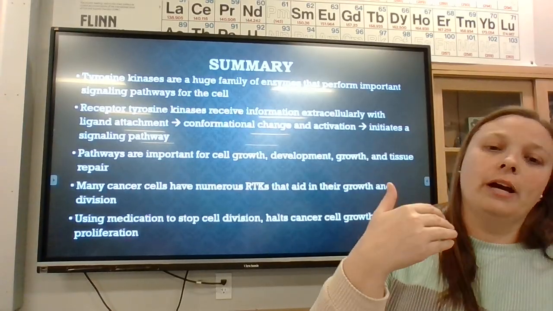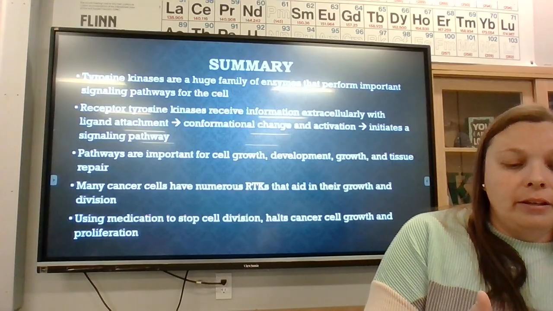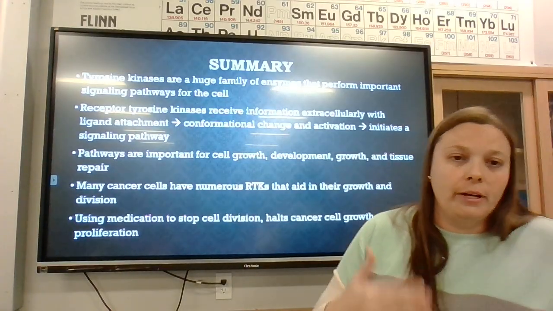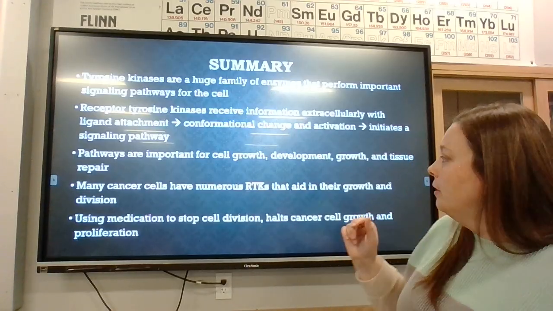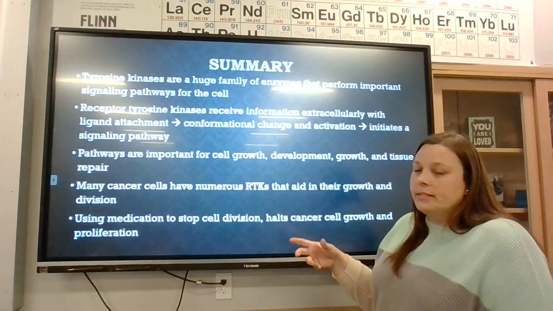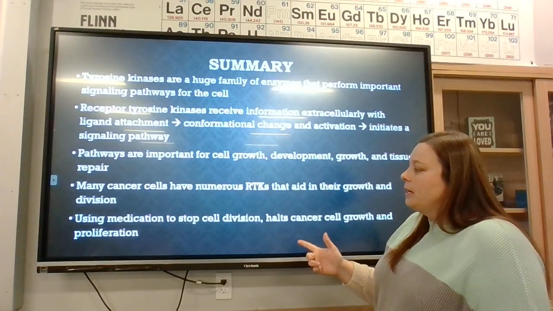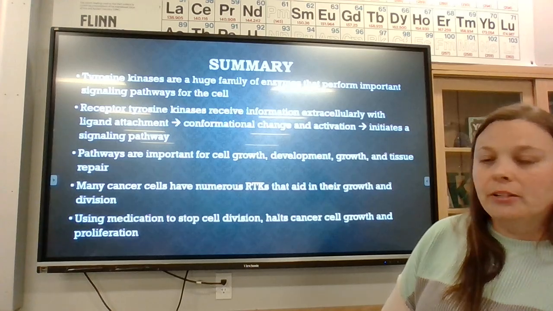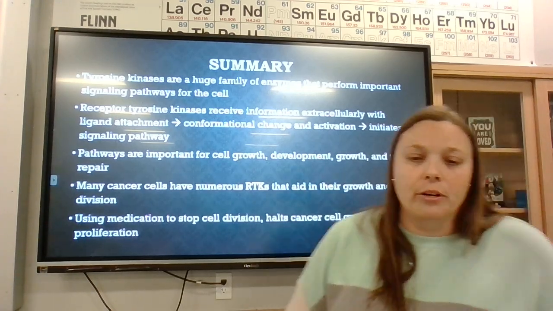Cancer cells, some of them, have a plethora of receptor tyrosine kinases, and we can use that to our advantage to try to block the cancer cells from growing and dividing if we can take advantage of the enzyme itself as well as its receptor component. Using medication, we can stop cell division, halting cancer cell growth, and proliferation of the cell.